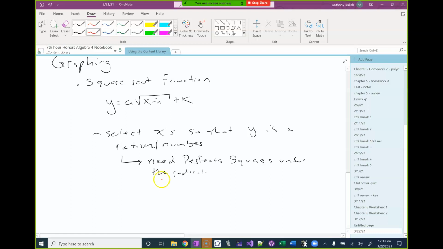So after 0, the next smallest perfect square is 1, and then 4. After that is, what comes after 4? 9, thank you. And after 9 is 16. So those are going to be the perfect squares that I'm going to use, or at least modify every time when I'm graphing. So this is our first 5 perfect squares.